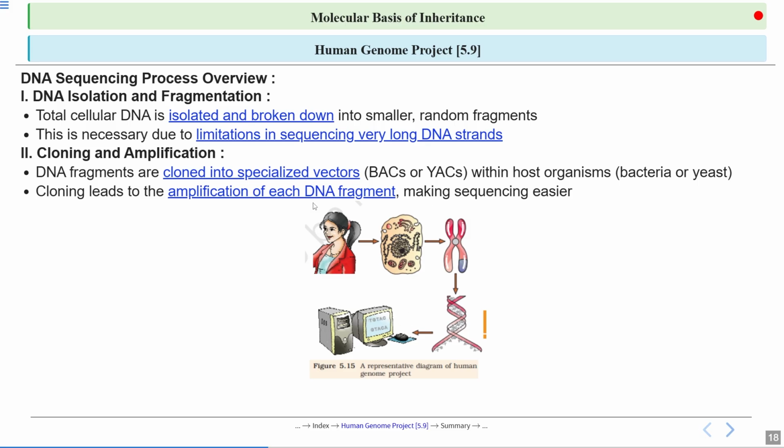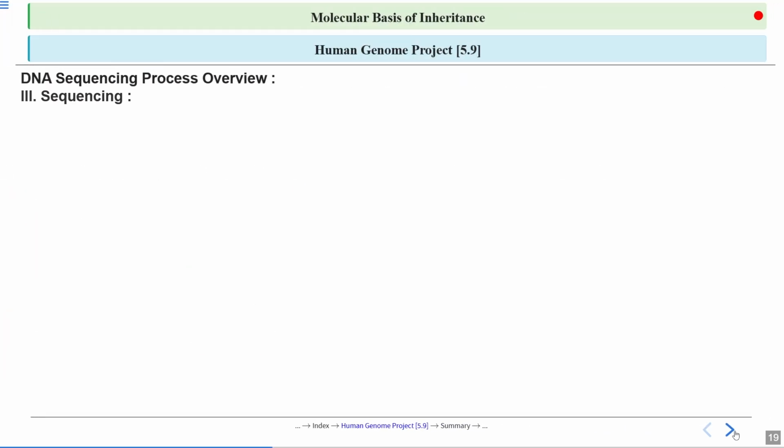So what they are showing is that there is a girl. Then they have taken her cell, they have taken out her DNA, that whole chromosome, then DNA. Now they sequence the DNA. Now they have a database of the sequencing. Now it comes to sequencing. First, they isolated the DNA and broke it into fragments. Then they cloned that DNA fragment into vectors within the host organisms. Vectors are BAC or YAC, and host organisms are bacteria or yeast.